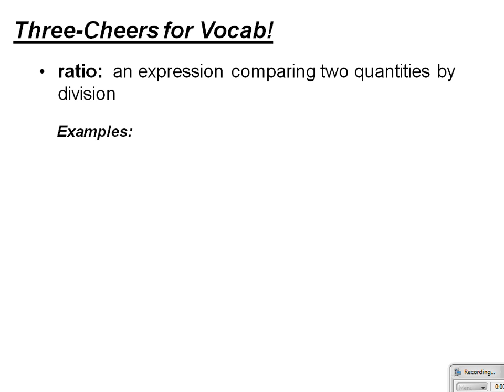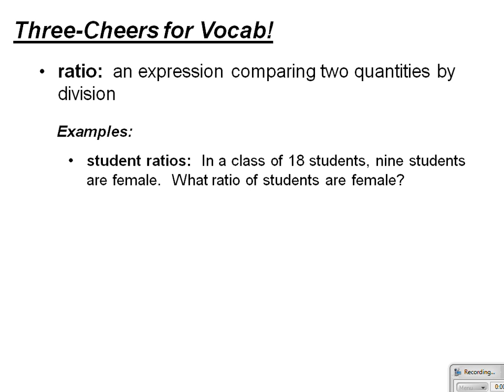For example, let's say that you were told that in a class of 18 students, 9 students are female. What ratio of students are female? You can solve this problem by just creating a ratio comparing the 9 female students to the 18 total students. And your ratio would be 9 to 18.